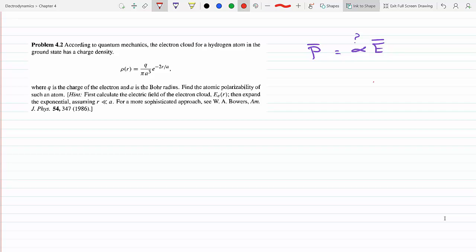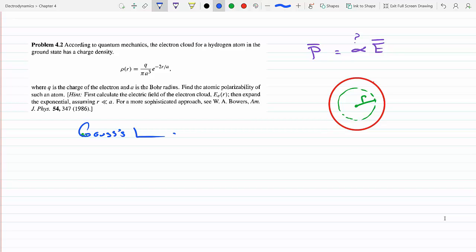So if this is our sphere, and let's say I want the field here, then I would have to take a Gaussian surface here, and then apply Gauss's law. So this here is at a distance r. Gauss's law says the integral of E dA is equal to Q enclosed over epsilon, and I need to find out how much is enclosed inside my cloud at a distance r away.